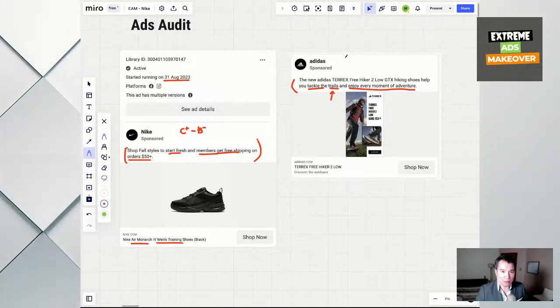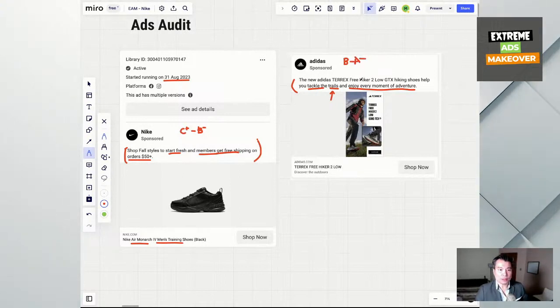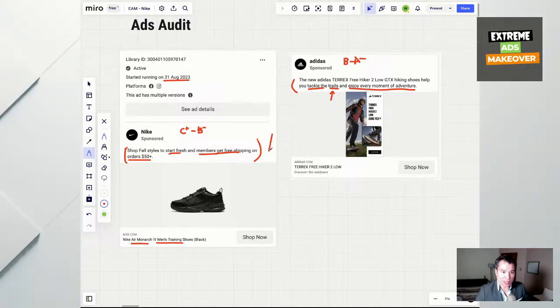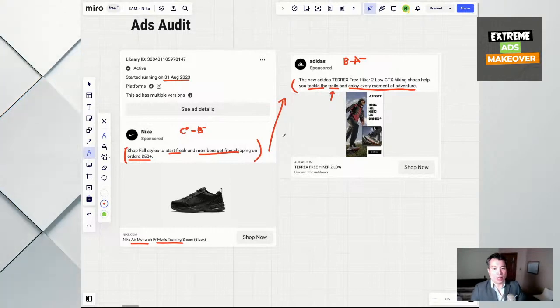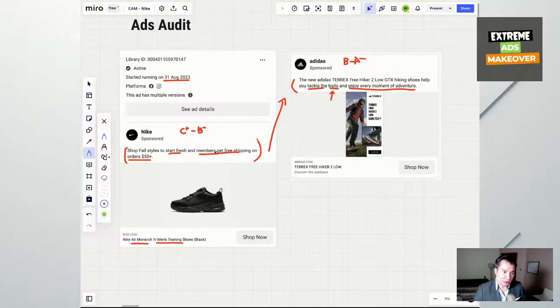This would get between a B and an A minus, right? It's an upgrade. In other words, it's an upgrade from this ad to this ad, right? And that's what I want Nike to think about, and that's what we are going to do. We're going to add a lot more depth to the ads and make your ad a little richer.